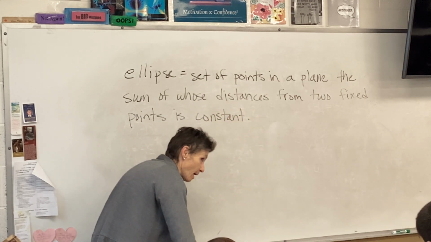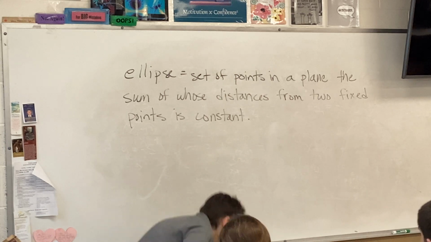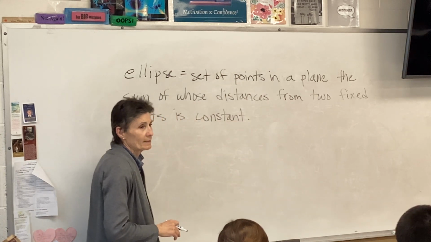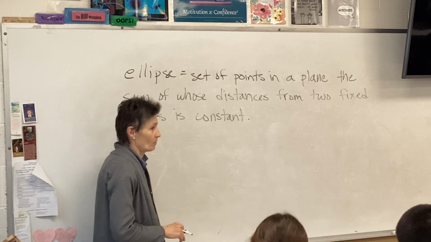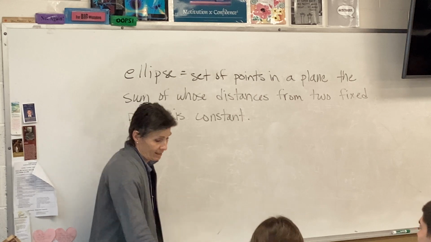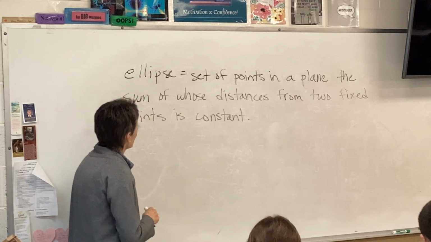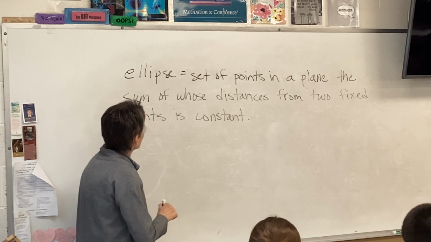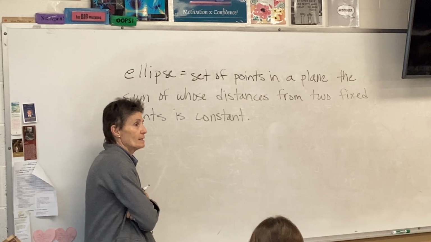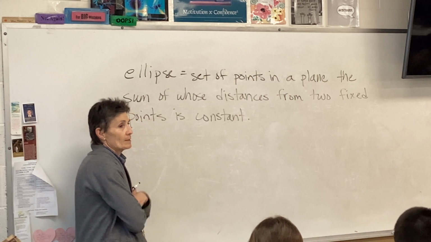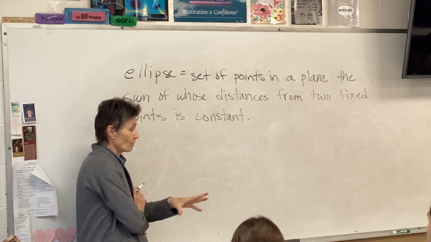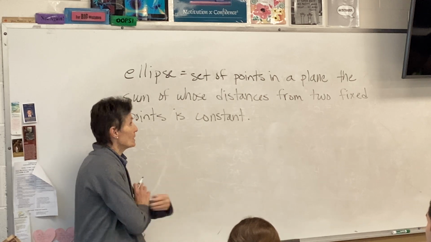Now, I know that's a lot, but if this 65-year-old haggard woman can remember that, you can definitely remember it. Your brains are sharp. It's okay though. All right, set of points in a plane, the sum of whose distances from two fixed points is constant. Okay, so we've written that down. You need to know it. It's in your notes. You're going to refer to it, memorize it, whatever.